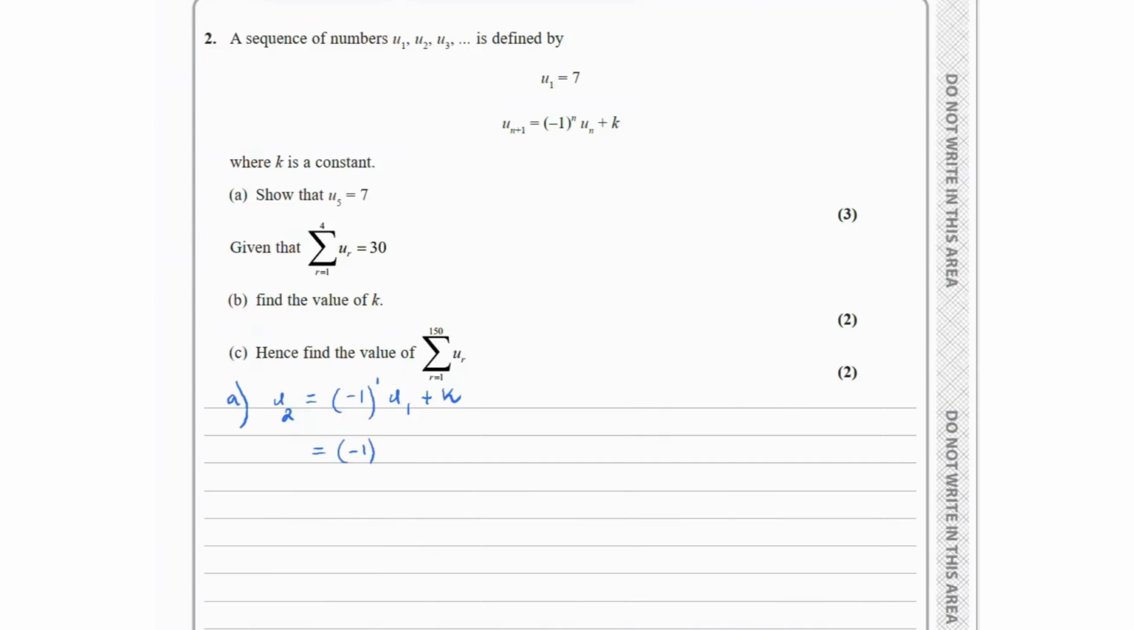So negative 1 times 7 plus k, that's negative 7 plus k. Then we find u3, which is going to be negative 1 to the power of 2 times u2 plus k. That's 1 times negative 7 plus k plus k, negative 7 plus k plus k. So that's negative 7 plus 2k.